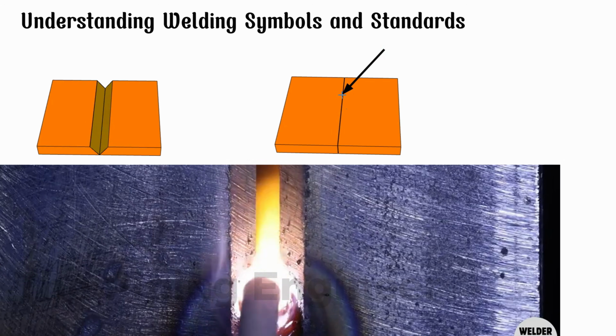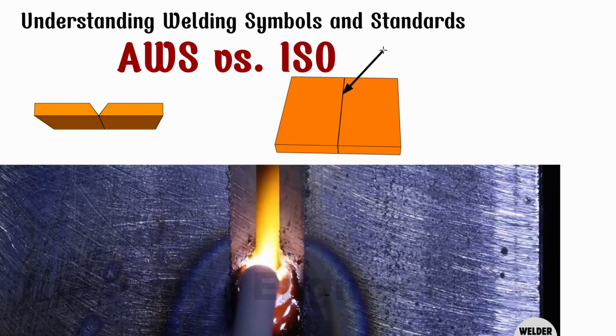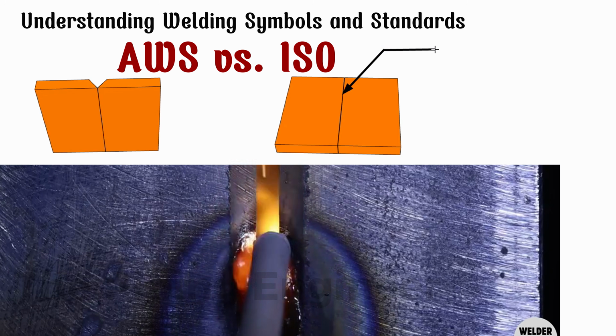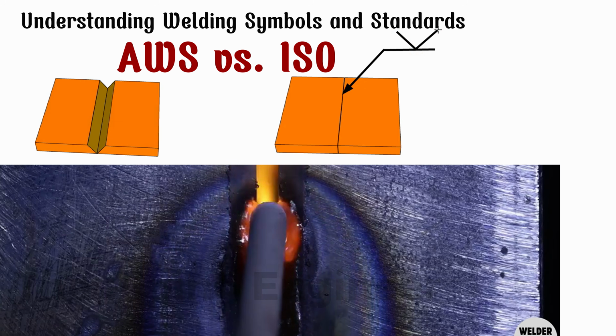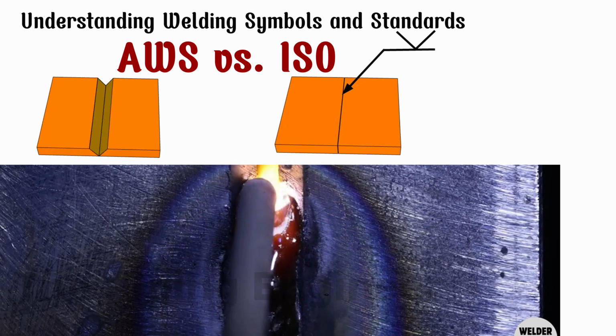Understanding welding symbols and standards, AWS versus ISO. When reading piping isometric and construction drawings, one of the most essential skills every engineer and fabricator needs to know is how to read welding symbols correctly.